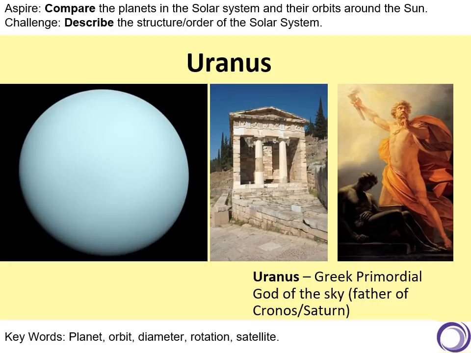It is really far away, 2,870 million kilometers away from the Sun. It takes 84 Earth years for it to go round the Sun, and it takes 17 hours for it to spin on its axis for a day. So its day, like the Earth's 24 hours, takes 17 hours. Now, because it takes so little time, it has various storms, and because the pressure is so high, they're amazing.